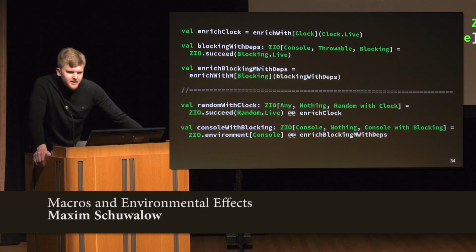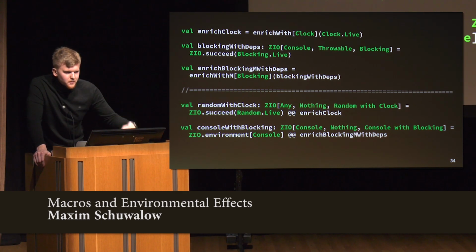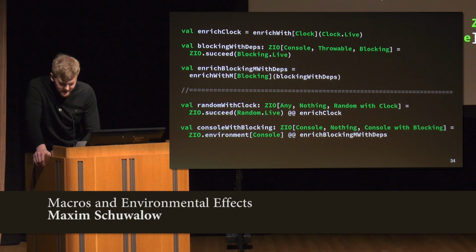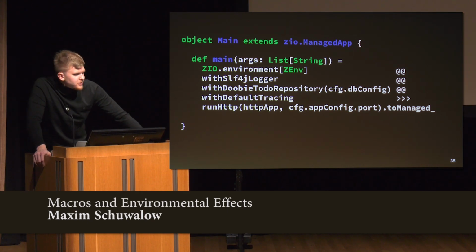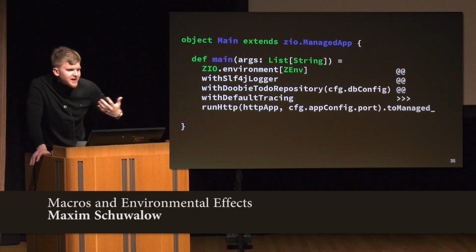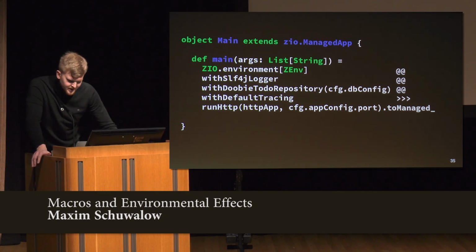And if we now revisit writing our main using this machinery, it will look something like this. So we create our original environment, then enrich it with an SLF4J logger, then enrich it with a Doobie to-do repository, and some default tracing, and then we pipe this all into our actual app. And I think this is as concise as construction logic as you can get. And everything is fully type checked. There is nothing magical going on at this layer. This is all just basic types and basic functions.